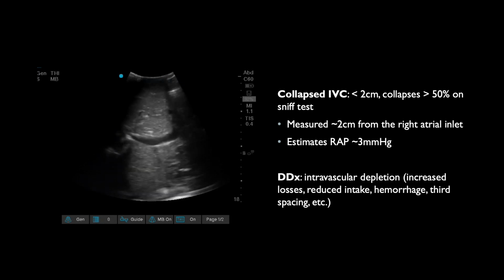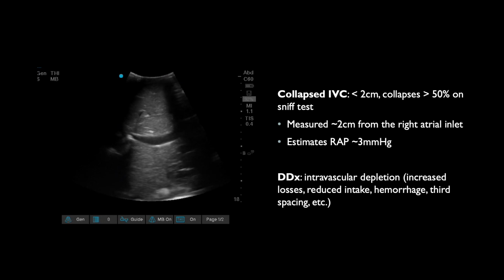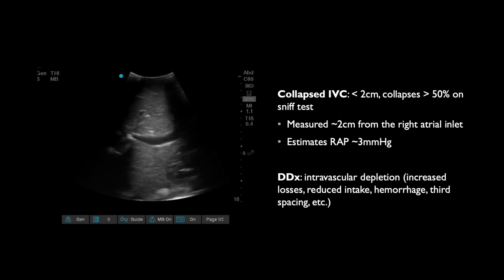A collapsible IVC is defined as less than 2 centimeters in diameter, measured 2 centimeters from the IVC right atrial junction. The IVC will generally collapse more than 50% on sniff test in these patients. In this clinical context, integration of our previous findings with the IVC would indicate that this patient is likely intravascularly deplete.